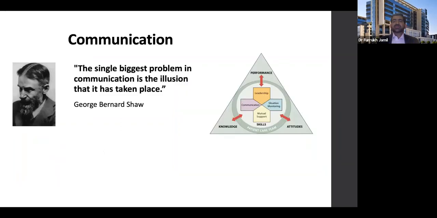Let's move to the other area of TeamSTEPPS, which is communication. The single biggest problem in communication is the illusion that it has happened, when you're not sure. That's the problem: we think it has happened and it hasn't. So I'm going to put this question again: how can we do this? Very easy. We can integrate this into any sort of simulation.